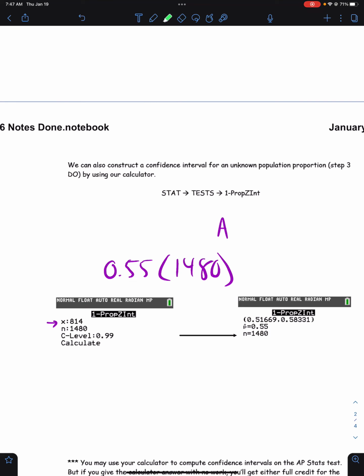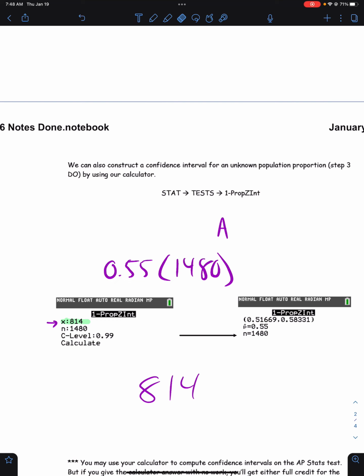One thing to note is, for the x value, it has to be a whole number. There are some questions where if you do 0.55 times 1480, I know it's not the case for this one, you might get 814.2. If you do get that, you can't put the 0.2 there, because that's like saying 814.2 people responded that they do a certain thing. That doesn't happen. So you just want to make sure you round it. In this case, if it was 814.2, for x you would just put 814. I've seen a question like that trip up a lot of people.